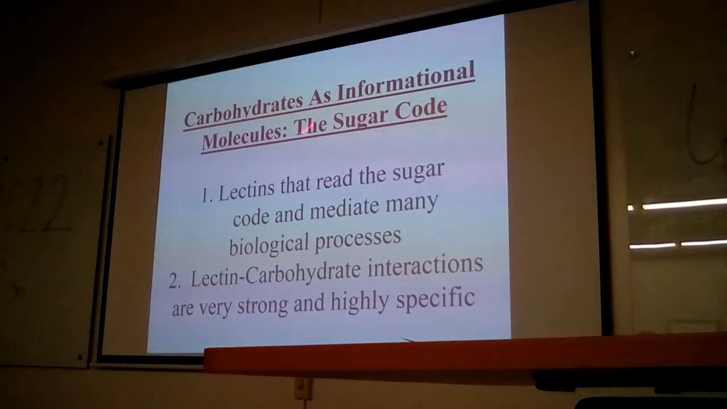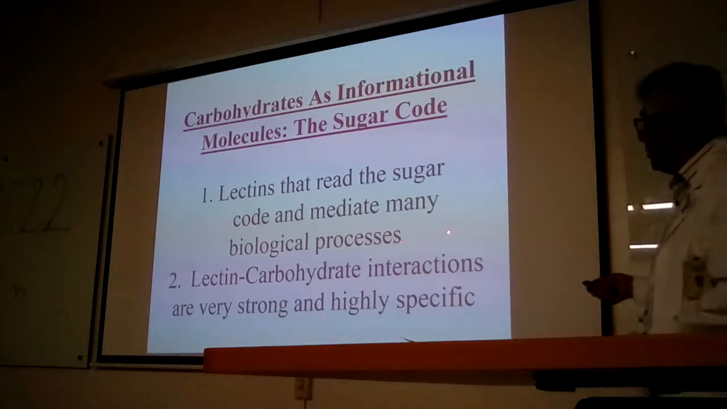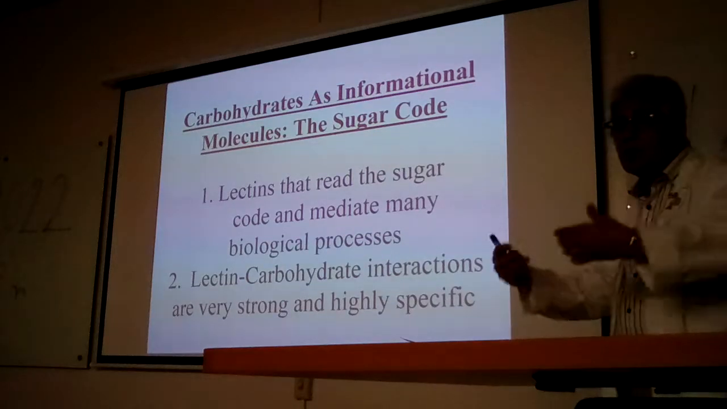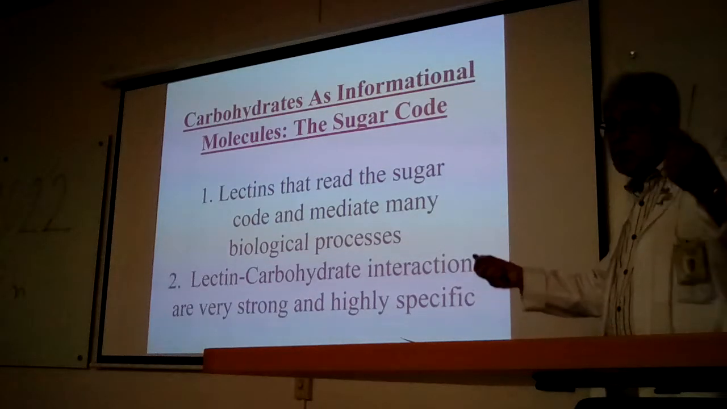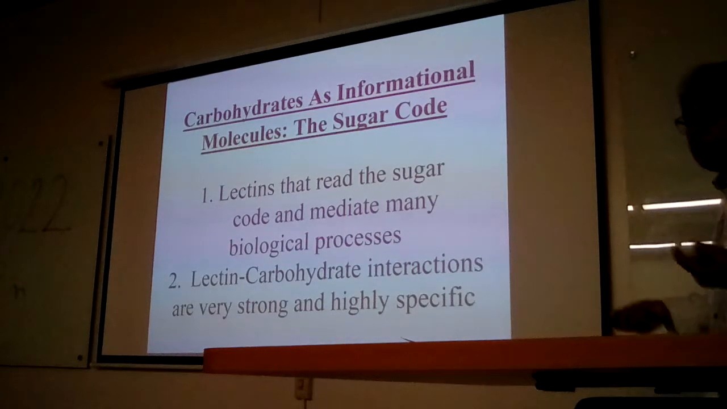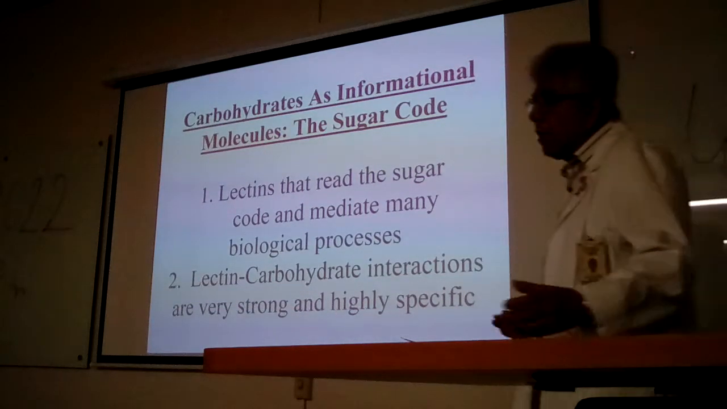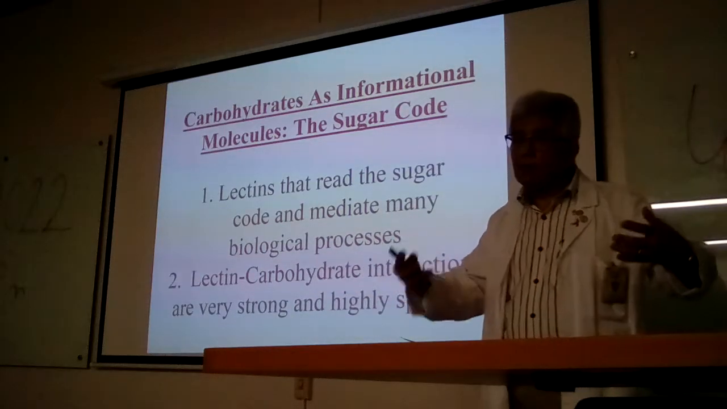So these are informational molecules in the sugar code, because they have used different things, and lectins that read the sugar code. I'll tell you in a second what it means, and they mediate many biological processes. These lectins came from plant sources to understand the function of the carbohydrate residues and the glycoproteins, and probably the same thing is happening inside the human body as well. We cannot replicate many things, but we can extrapolate our findings. The lectin-carbohydrate interactions are very strong and highly specific. It's not a covalent interaction. It is affinity. Some lectins have affinity for some sugars.